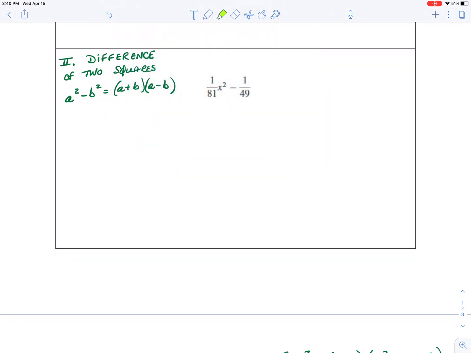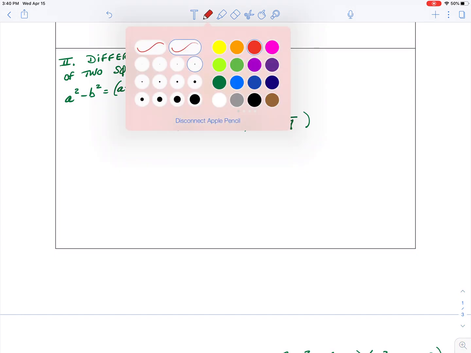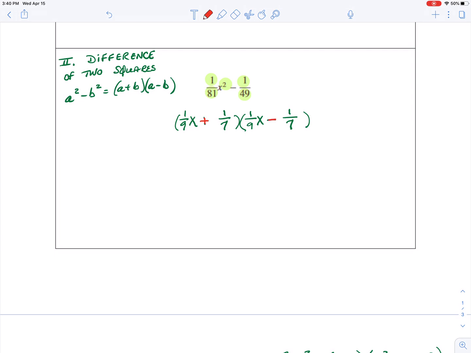I'm noticing this 81 is a perfect square, 49 is a perfect square, 1 is a perfect square, and the variable has an even exponent. So again, according to my rule for the difference of 2 squares, and this fits all the characteristics, double parentheses, one with a plus in the middle, one with a minus in the middle. Take the square root of 1 over 81 and the square root of x squared. Take the square root of 1 over 49. And again, make sure that you notice a positive and a negative. So that, again, is the difference of 2 squares.